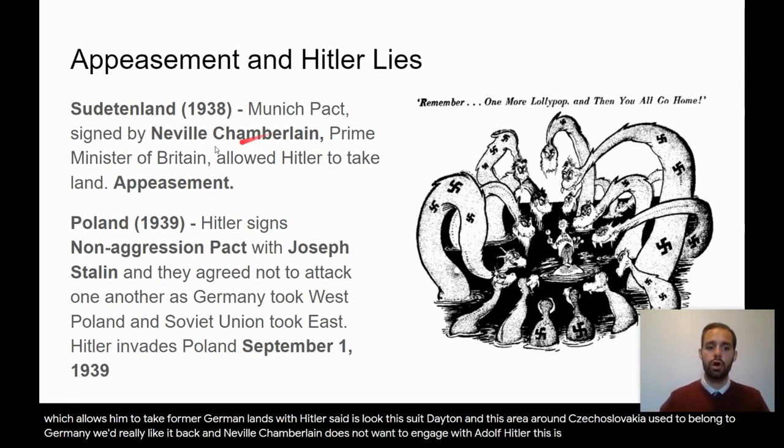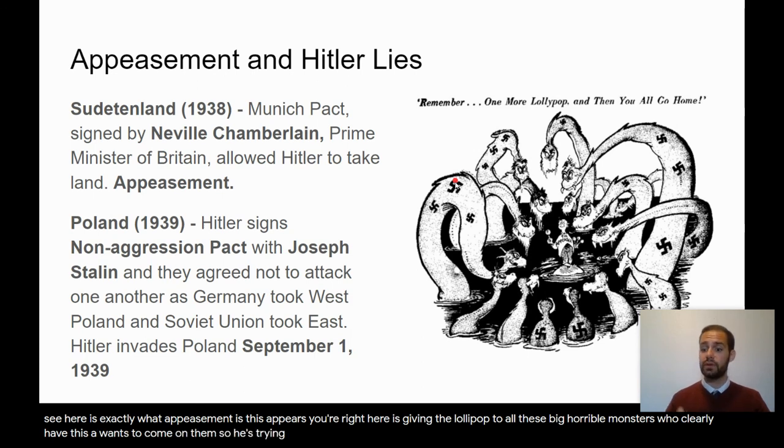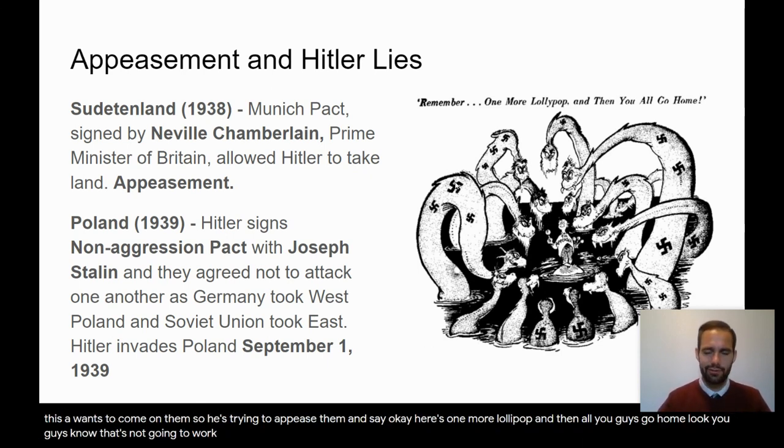This is called appeasement. Now, what we see here is exactly what appeasement is. This appeaser right here is giving the lollipop to all of these big horrible monsters who clearly have the swastika on them. So he's trying to appease them and say, okay, here's one more lollipop, and then all you guys go home and don't ask for anything ever again. Look, you guys know that's not going to work. I know that's not going to work either.